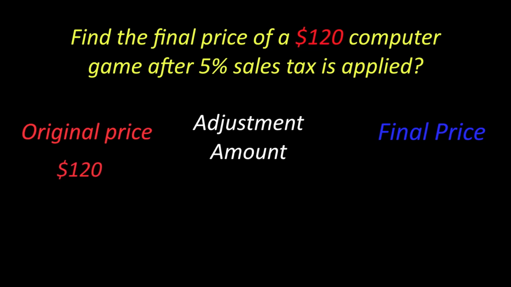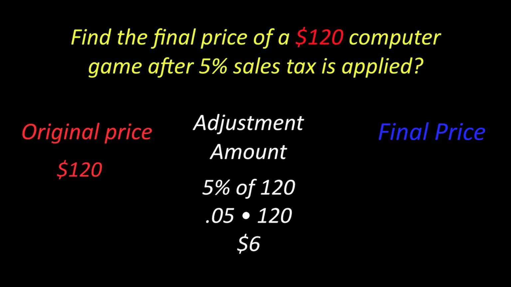First, we establish or document the original price, and to find the adjustment amount, we apply the percentage to this original price. We use the decimal form, and we use multiplication because in math, of means multiply. So we take 5% of $120 to get $6. We go back to the problem and remind ourselves that we're dealing with a tax. Therefore, we're going to take this $6 amount and add it to the original price to get a $126 amount after the sales tax is applied.